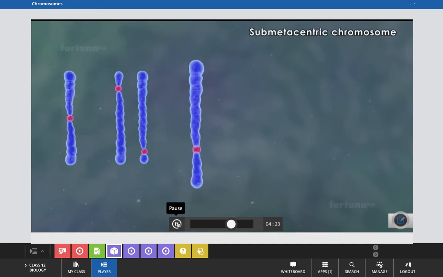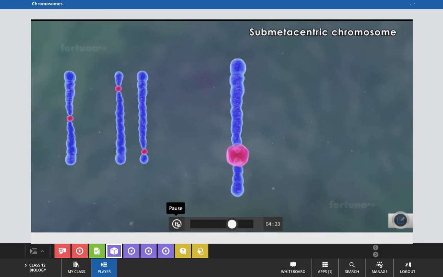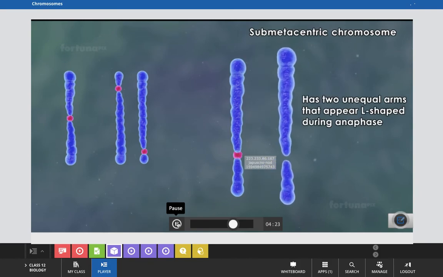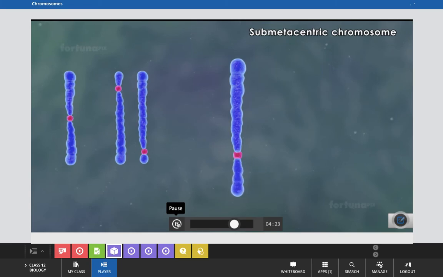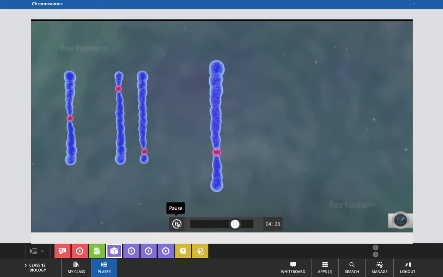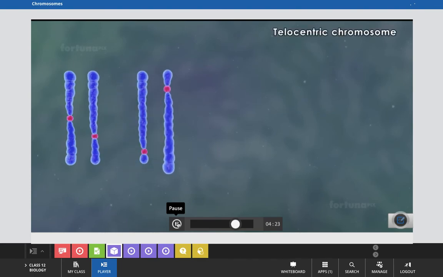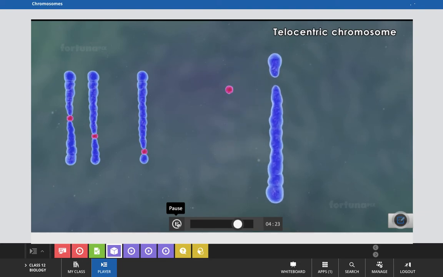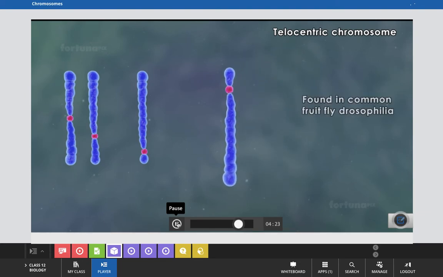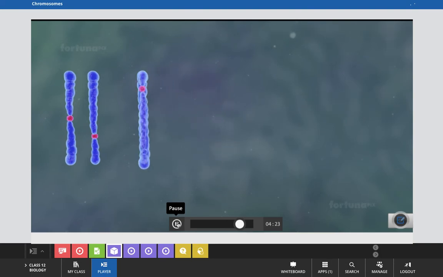In submetacentric chromosomes, the centromere is located just slightly off the center, resulting in two unequal arms that appear L-shaped during anaphase. Such chromosomes can be seen in humans. In telocentric chromosomes, the centromere is located at the tip, meaning that during anaphase, the chromosome is in the shape of a lowercase letter I. Such types are found in the common fruit fly, Drosophila.